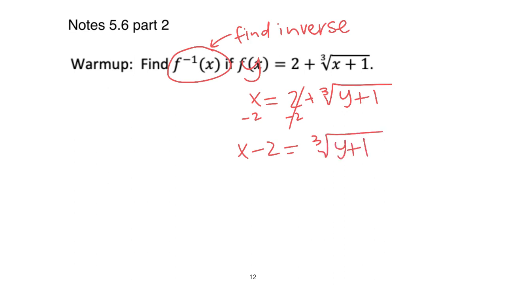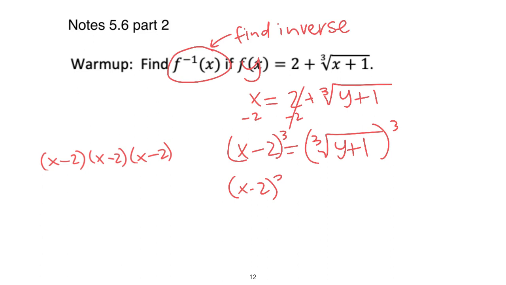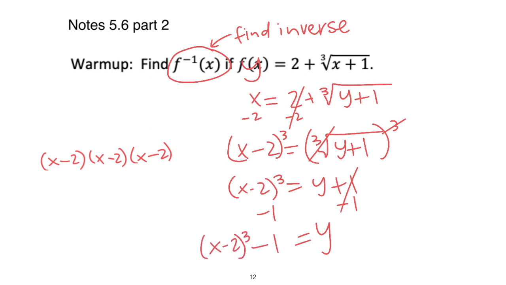To get rid of that cube, you're going to have to cube both sides. Now, really, if something is cubed, it means it's times itself 3 times. I'm not going to make you multiply that all out. You can leave that as just x minus 2 cubed. That's okay. And we're left with y plus 1. And just finish it off by subtracting 1 on both sides to get that y alone. So x minus 2 cubed minus 1 is our inverse.